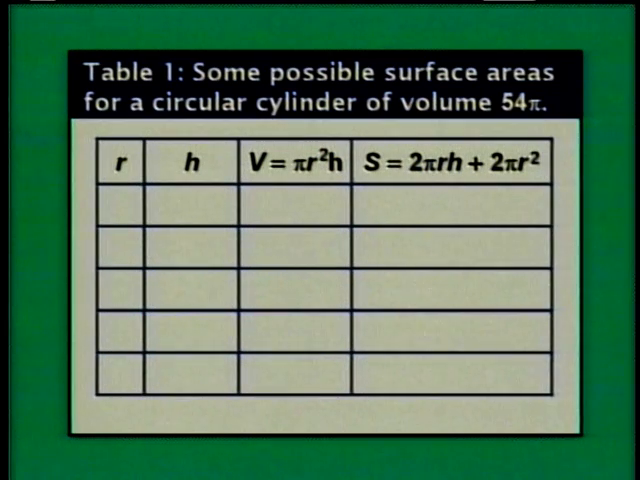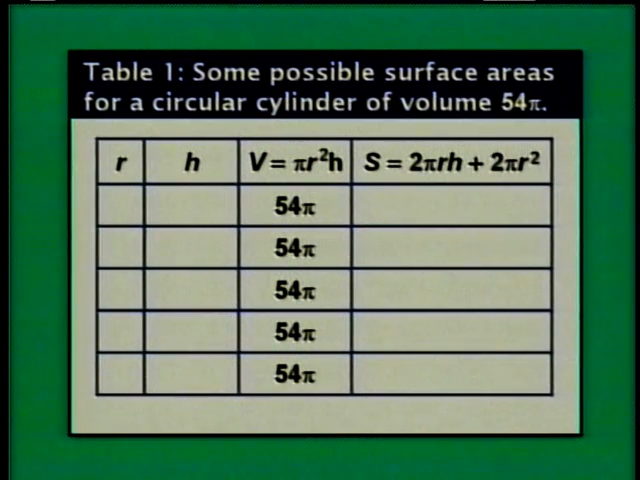Well, I want to look at some possible surface areas for a circular cylinder of volume 54 pi. Now you might ask, why would I even care what are some different possible surface areas for a circular cylinder of volume 54 pi? In an application sense, we could think, well, perhaps a company is trying to package something that has a volume of 54 pi, but to save money on packaging, they want to come up with the smallest possible surface area.